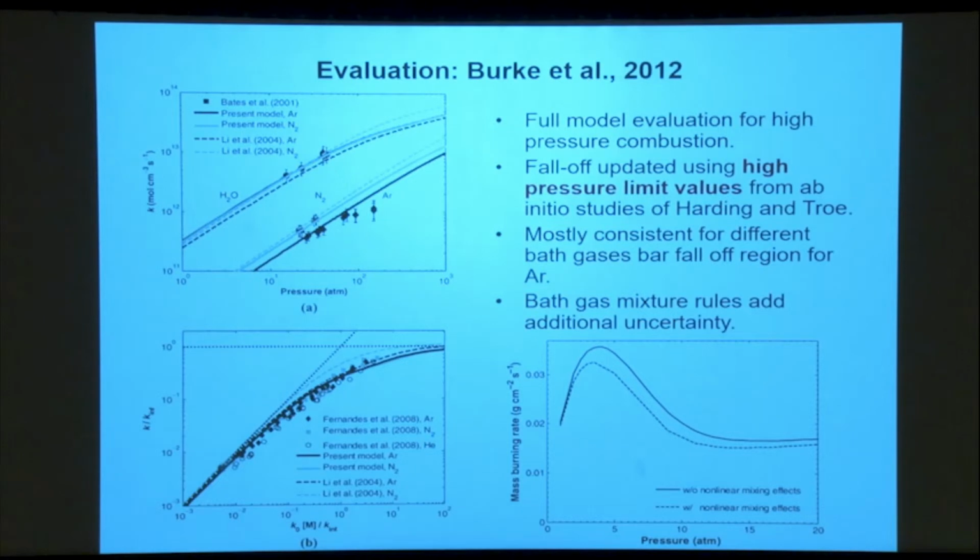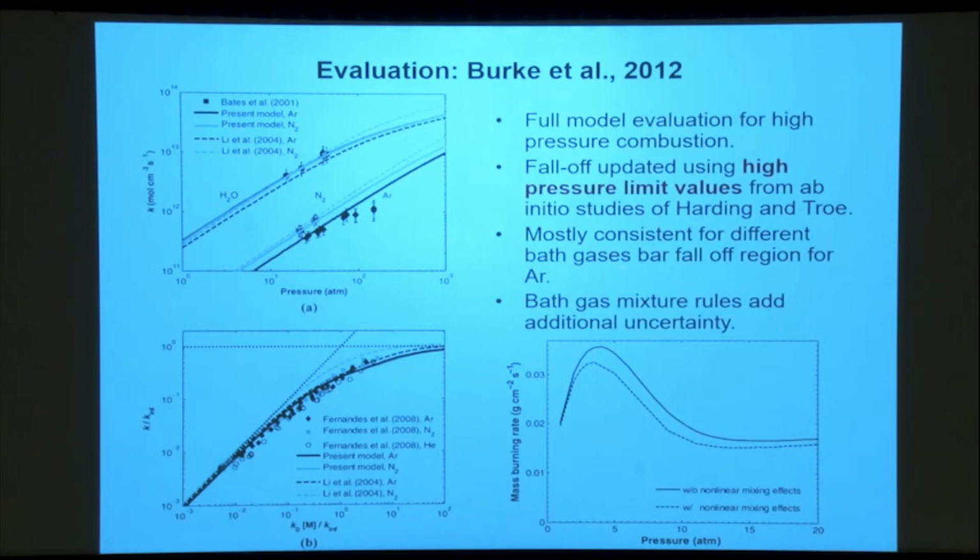So as part of Mike Burke's paper, they did a full model evaluation, including at high pressure combustion, for the hydrogen-oxygen system, and updated rate constants for this fall-off using high pressure limit values from high quality ab initio studies from Harding and Troe.